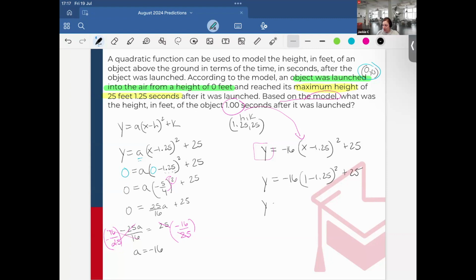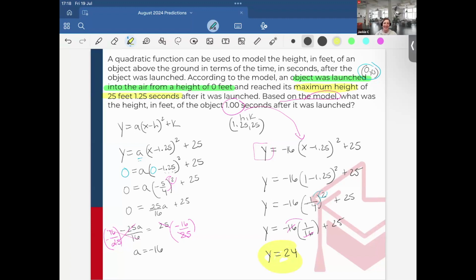So y is equal to negative 16 times, 1 minus 1.25 is negative 0.25. That is the same as negative 1/4 squared, plus 25. Just to show, square the top and the bottom, and I would get y equals negative 16 times 1/16 plus 25. This will cancel. So it's negative 1 plus 25, and y is equal to 24. And that is our answer.